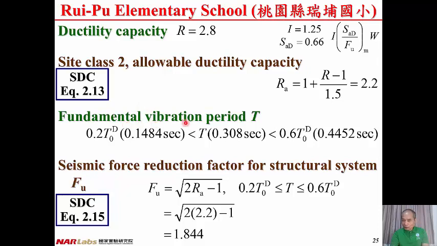And the fundamental vibration period T equal to 0.308 second lies between 0.2 T0D and 0.6 T0D, so that according to equation 2.15 of the seismic design code, we can have the seismic force reduction factor for the structural system due to ductility Fu equal to square root of 2RA minus 1 equal to square root of 2 times 2.2 minus 1 equal to 1.844.